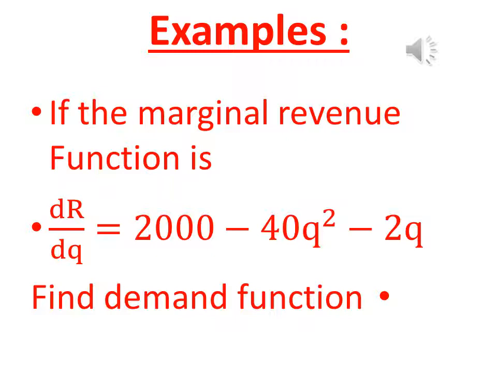We are not speaking about this constant, so leave it as is. So R, the revenue, is equal to 2000q minus 40q^3/3 minus 2q^2/2 plus constant.